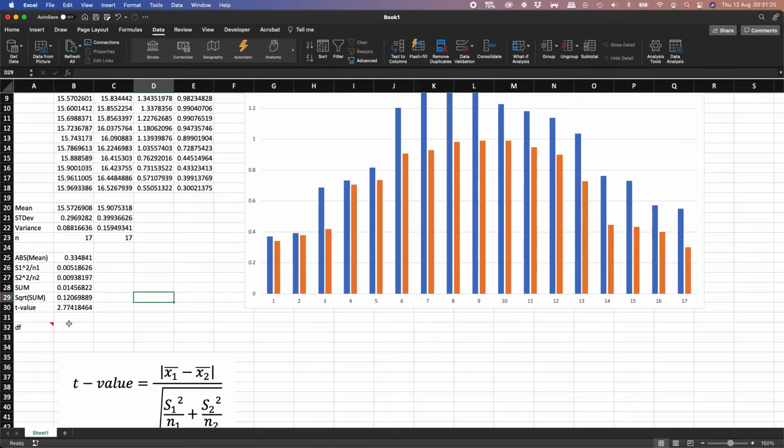So we take, again, N1 plus N2, and we separate it in parentheses so it's isolated from the rest of the equation, and we subtract 2, like this, so our degrees of freedom are 32.